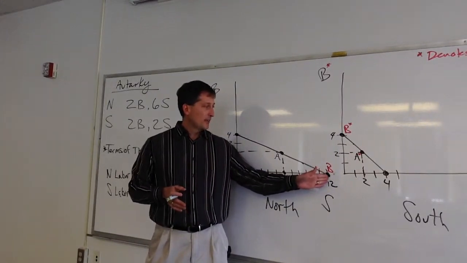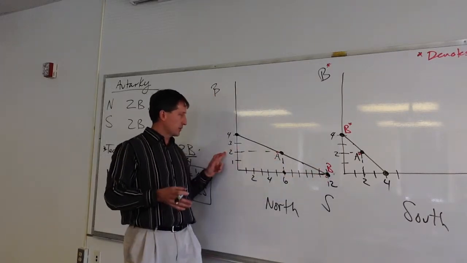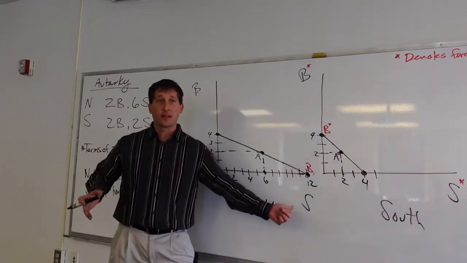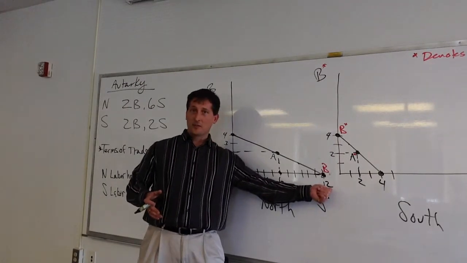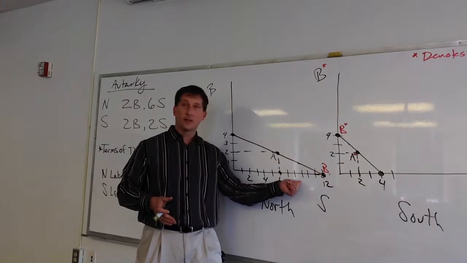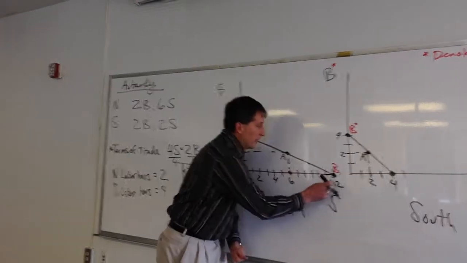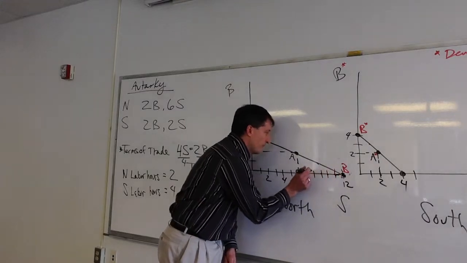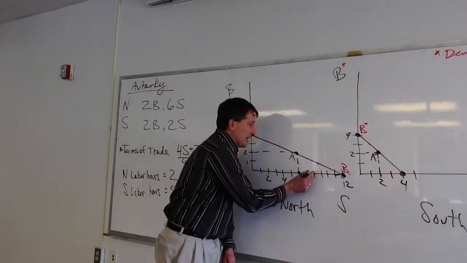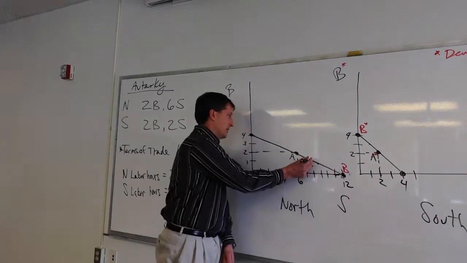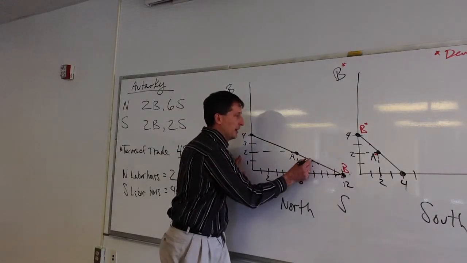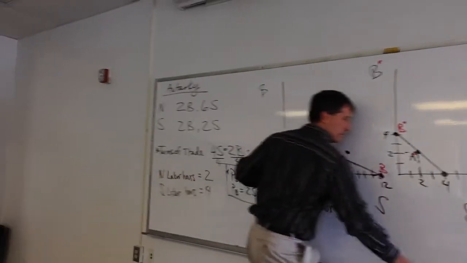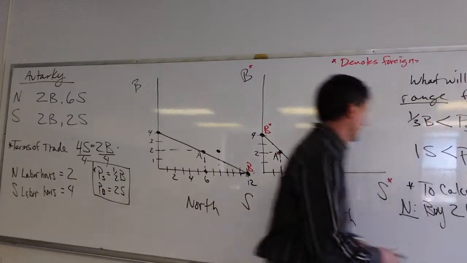Yeah. So if I am buying 2 bread, what am I going to pay with? 4 shirts. I started with 12 shirts, so I'm going to be left with 8. So I'm going to give up 4 shirts, and I'm going to get 2 bread out of it. And there's the magic of the market.